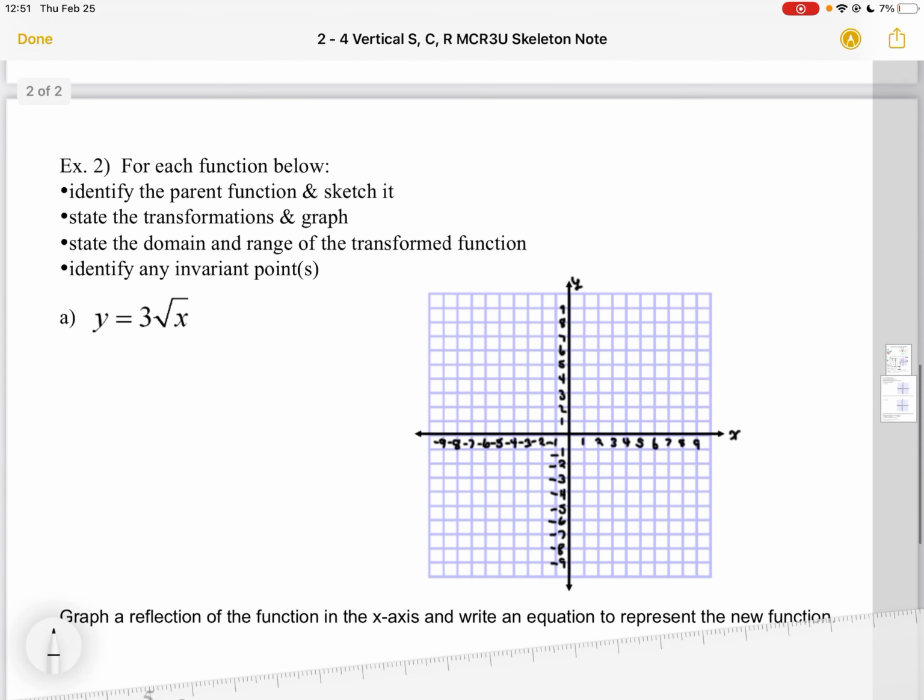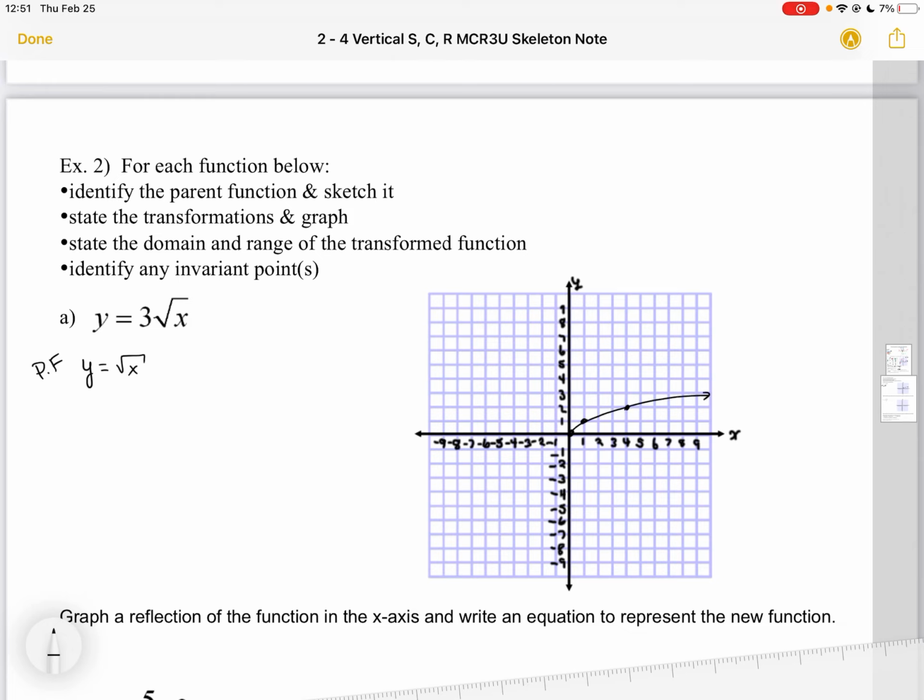Okay, so now we're going to do some examples. For each function below, we're going to identify the parent function, state the transformations, do domain and range, and then identify any invariant points. So here we've got y equals root x as our PF, our parent function. And to sketch that, I'm going to draw a couple points here, 4 and 2. And that is my parent function.